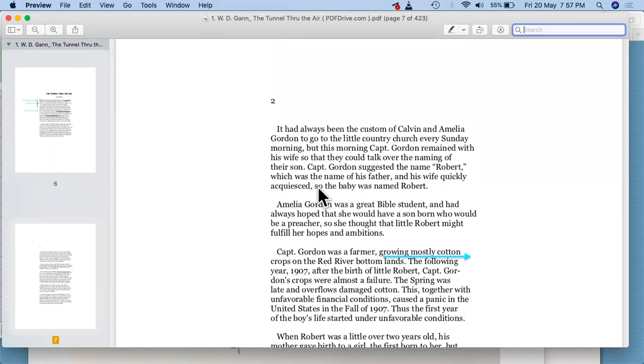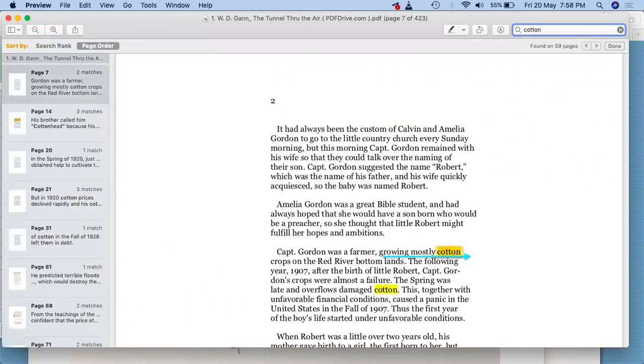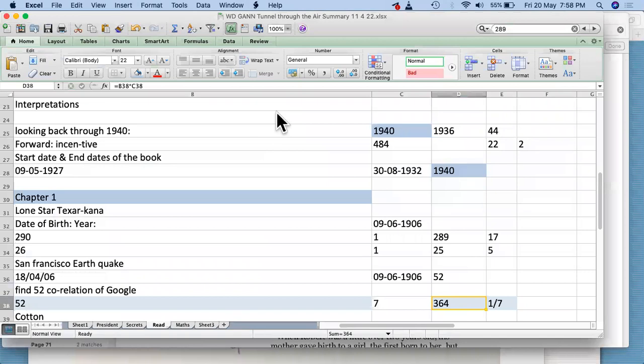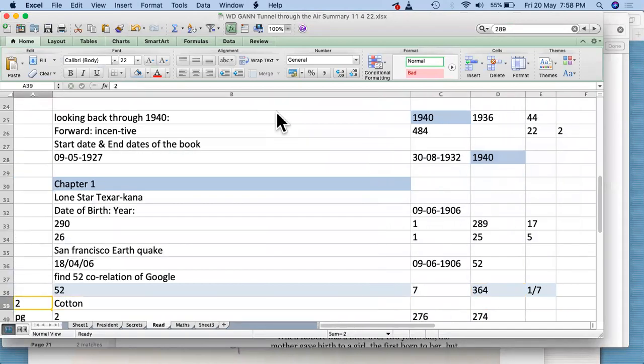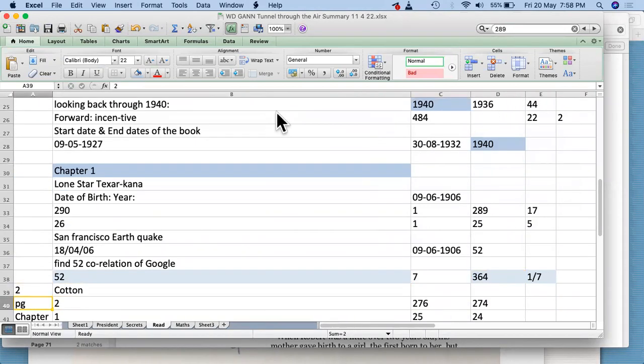So Captain Gordon was a farmer growing mostly cotton. Here is the first time that we see the word cotton. And again, let's try to do some R&D. Cotton, for the first time, we see in chapter 1 on page number 2. So let's put down that cotton is on page number 2 and chapter 1.